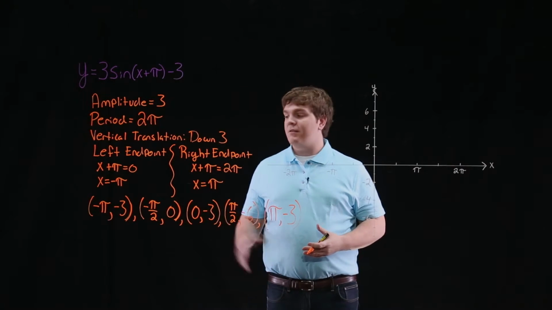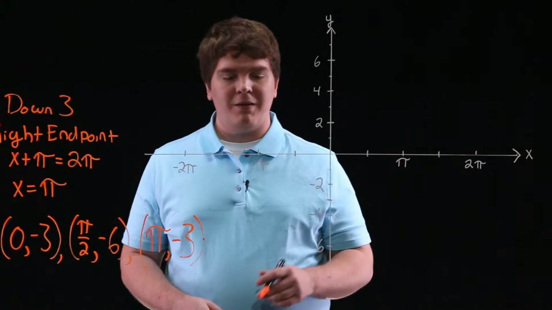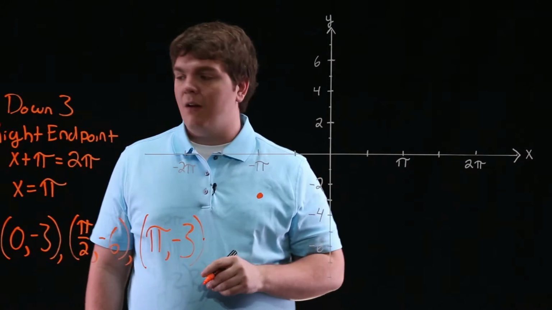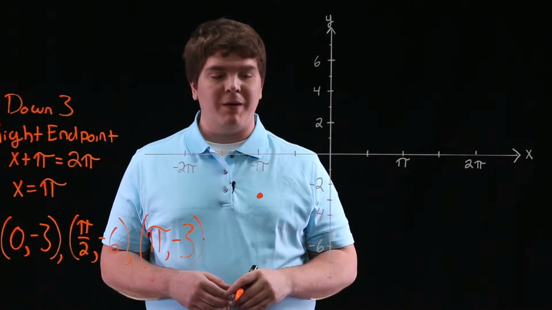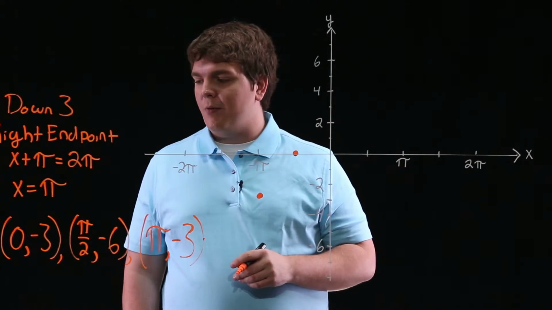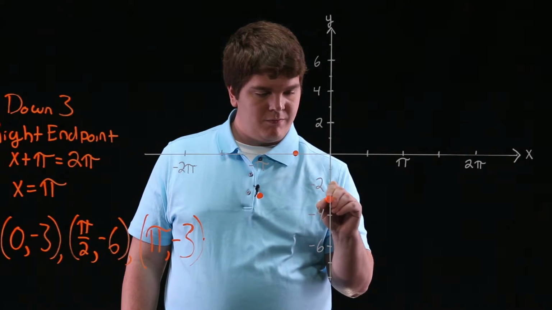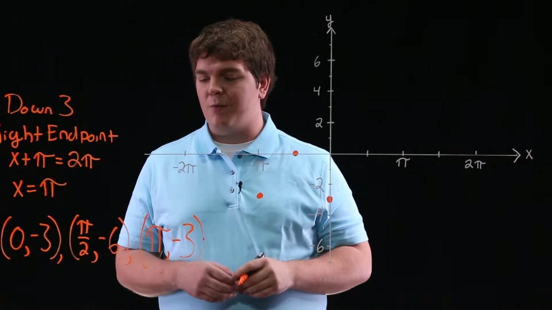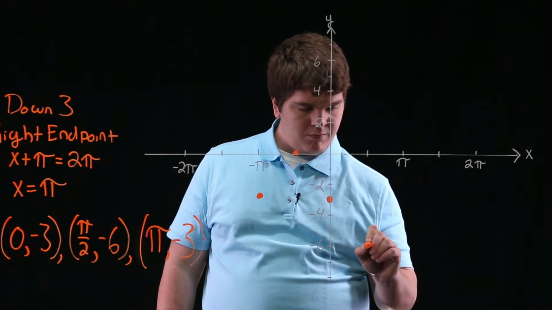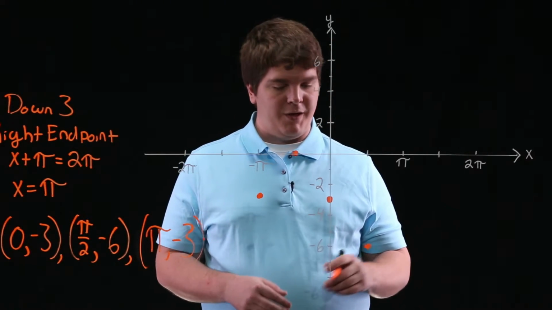Now that we have our 5 key points, let's plot these points on the Cartesian plane. Our first key point was the point negative pi, negative 3. Our second key point was the point negative pi divided by 2, 0. Our third key point was the point 0, negative 3. The fourth key point was the point pi divided by 2, negative 6. And finally, the last key point was the point pi, negative 3.